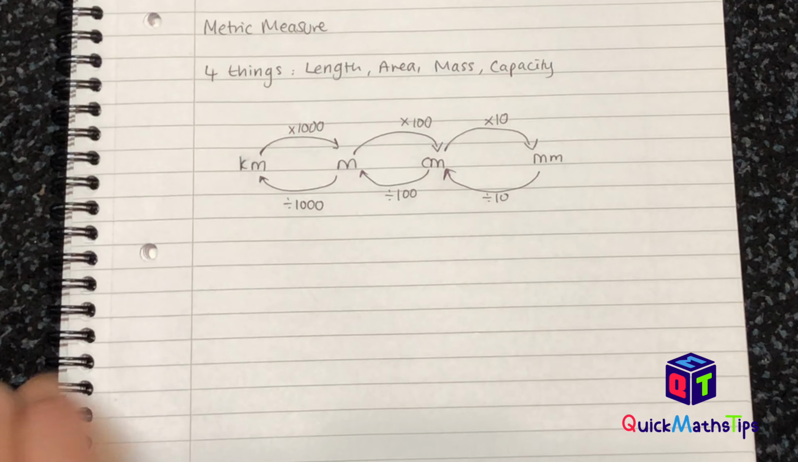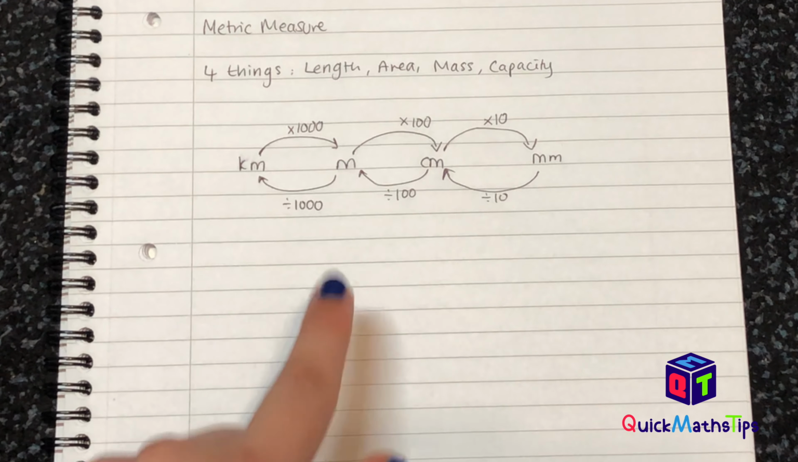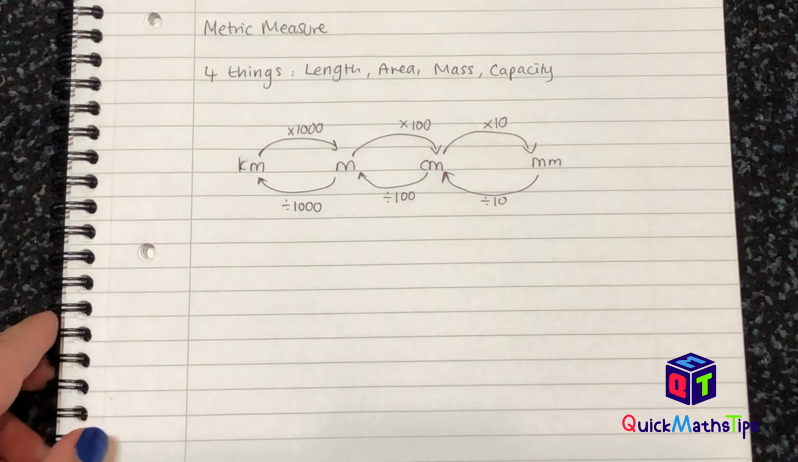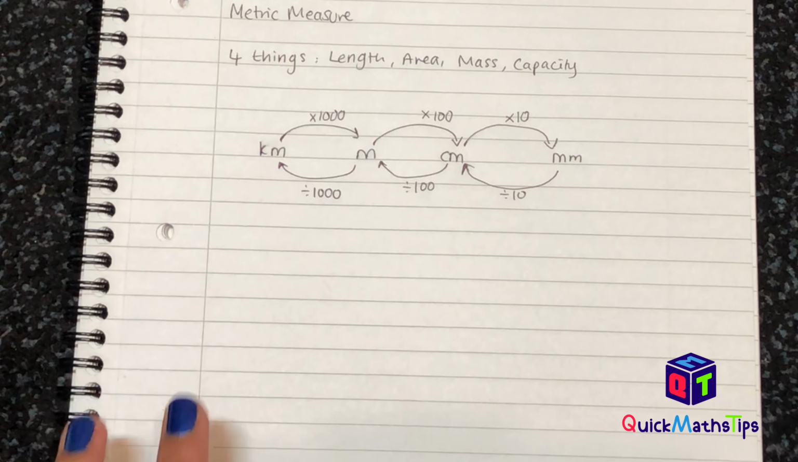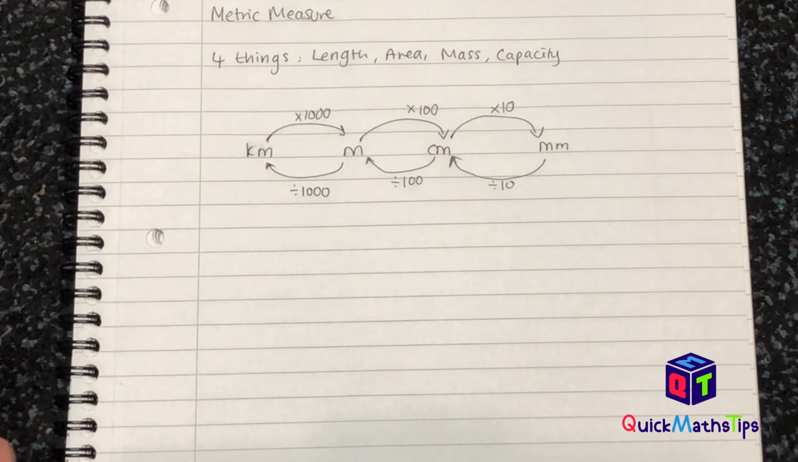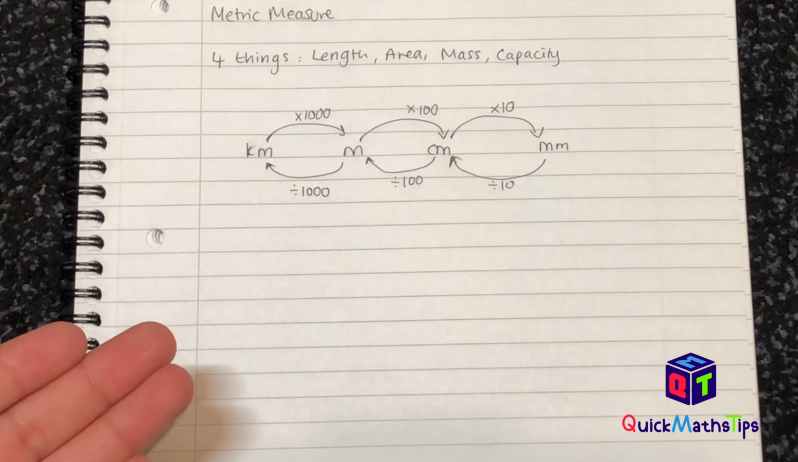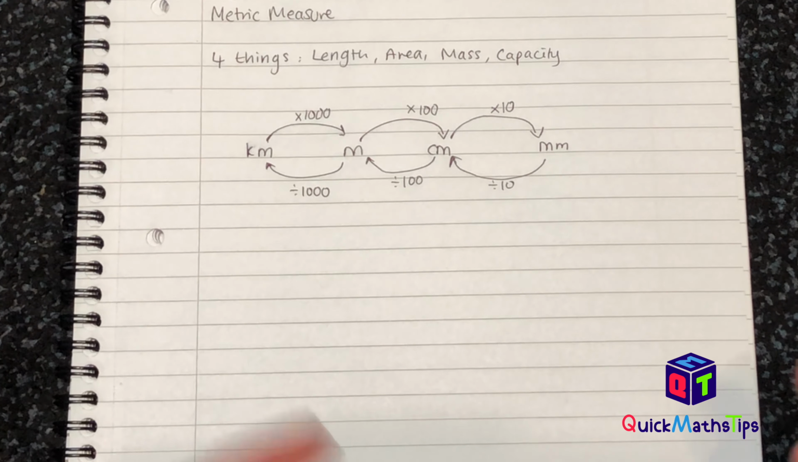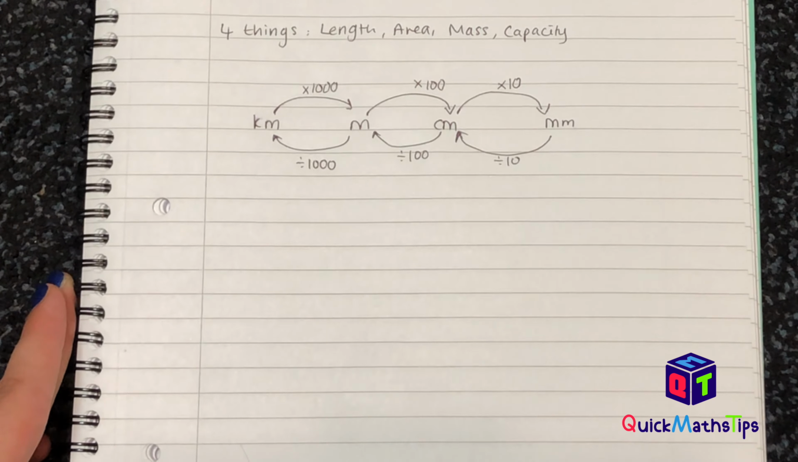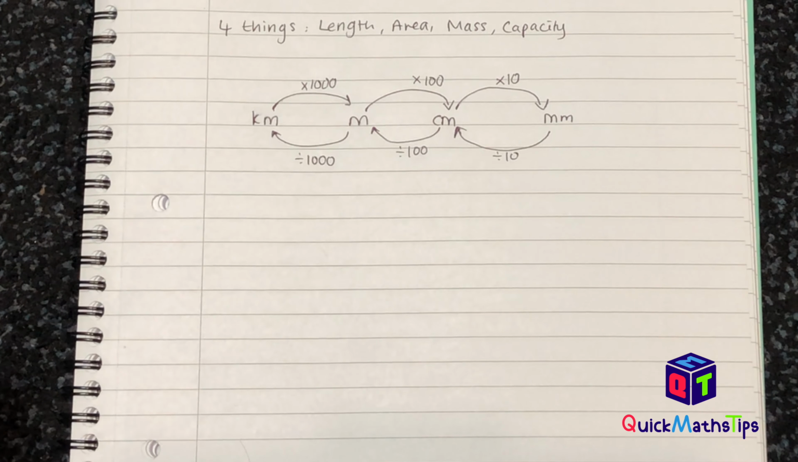Okay, now these are the most useful diagrams you will learn for unit conversions. They're very simple, very easy to remember. If you quickly sketch it out and you have a question saying convert this many kilometers to this many millimeters, it's very easy. Okay, now the next thing we're going to have a look at is area.